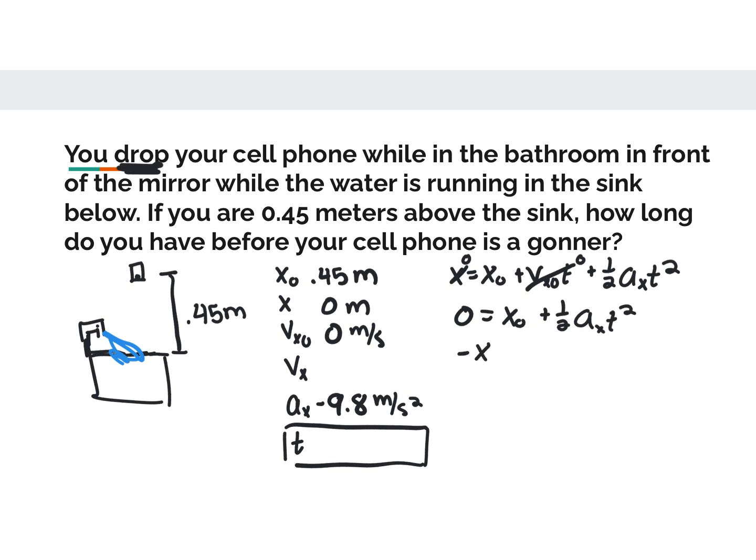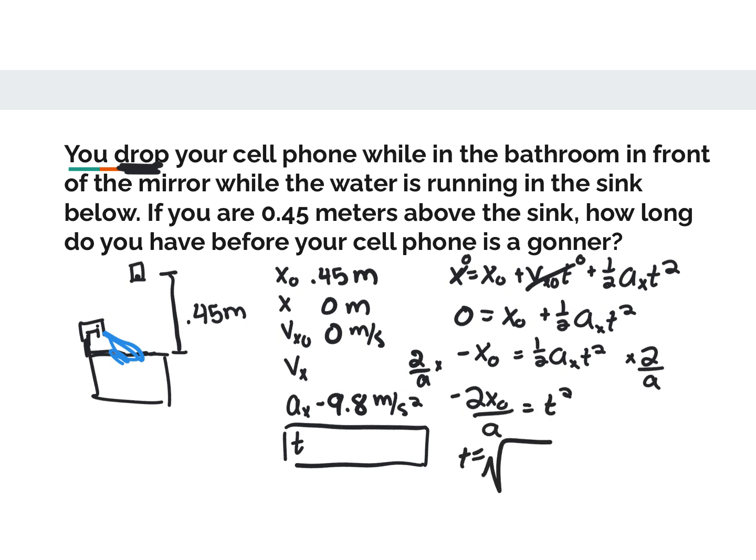So first I'm going to subtract initial position. Then I'm going to multiply by 2 and divide by a. Negative 2x naught over a equals t squared. T is the square root of negative 2x naught over a. Then I could plug in, and I'm going to leave it as an expression because I can't do all of that in my head, especially today: negative 2 times 0.45 divided by negative 9.8. The negatives will cancel, so that's solid. That'll be, I would say, 0.4 seconds, something like that.